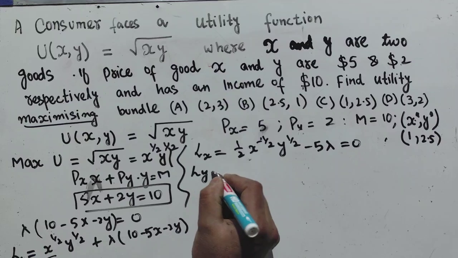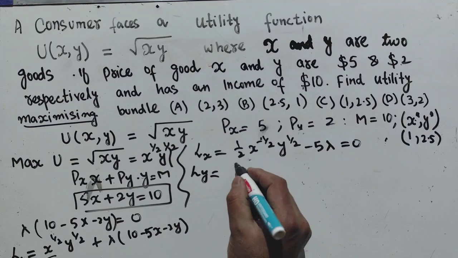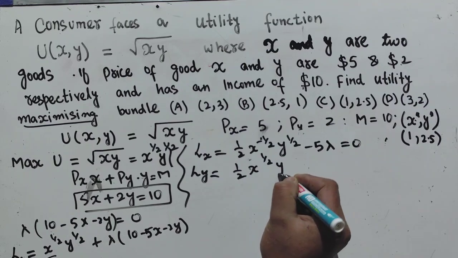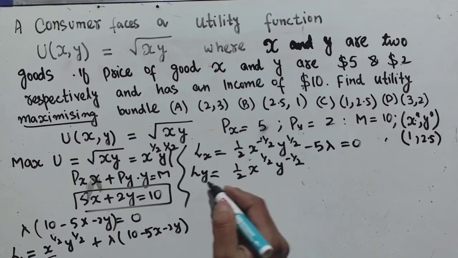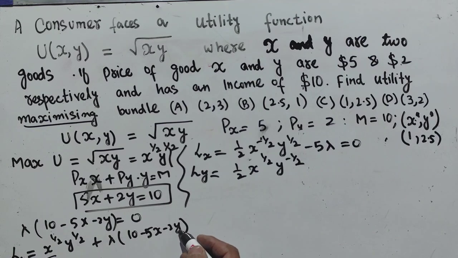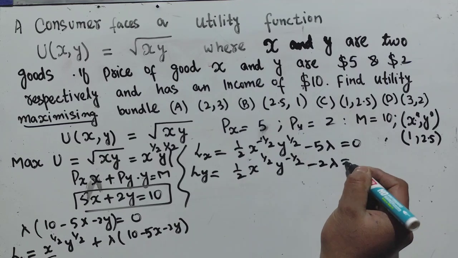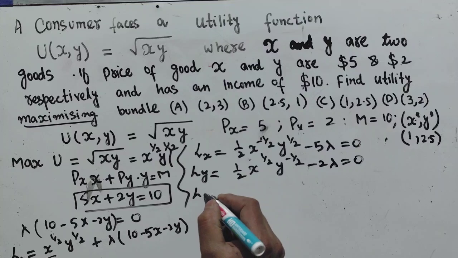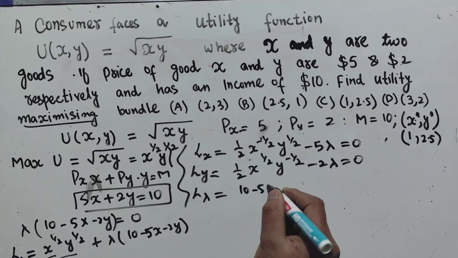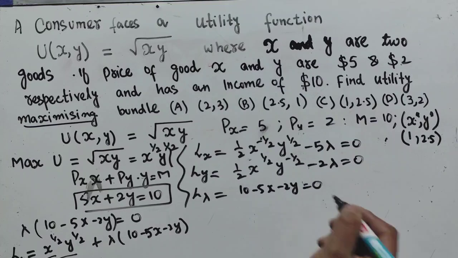Similarly, L subscript y means the partial derivative of this Lagrange function with respect to y. Again, 1/2, x raised to the power 1/2 remains the same, y raised to the power 1/2 gets reduced by one because we are taking the partial with respect to y. The derivative of y is 1, so we are left with minus 2 lambda, equal to 0. Then we take the partial with respect to lambda. No lambda is involved in the first two terms. The derivative of lambda is 1, so we are left with 10 minus 5x minus 2y equal to 0.